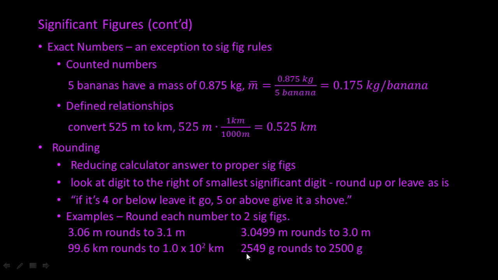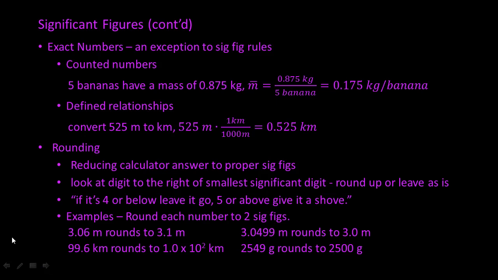And finally, if we look at 2,549 grams, and we want to round that to 2 sig figs, we would look at the tens digit. It's a 4, so that's less than 5, and we're going to leave the hundreds digit alone, and this rounds to 2,500 grams.